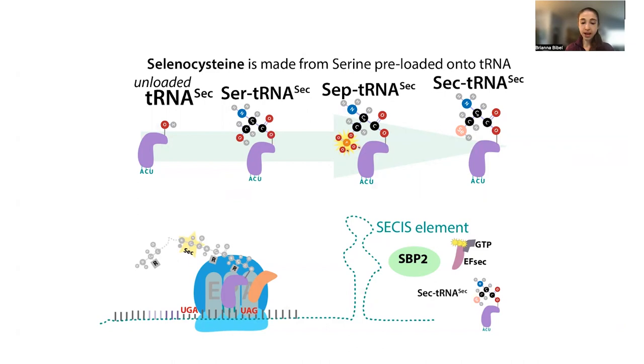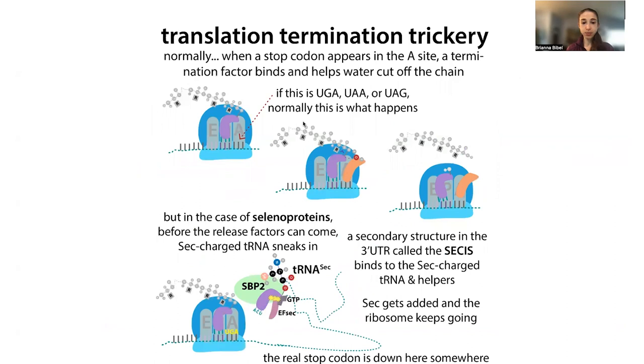So normally when the ribosome reaches the stop codon, so reaches a UGA, there's also another couple of stop codons, and only one of them is actually going to be able to trick the ribosome into putting in the selenocysteine. But when it gets to a UGA, if there's one of those SECIS elements downstream, well, now what's going to happen is you have the binding of these factors.